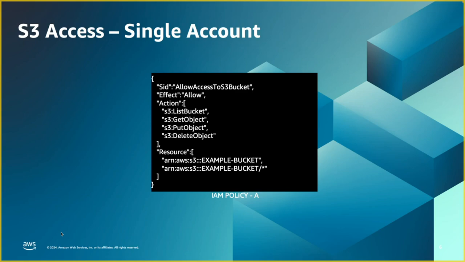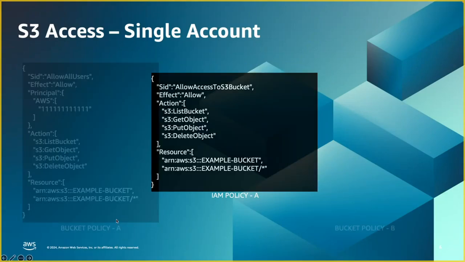Since the get object, put object, and delete object actions are all object level actions, we must use the appropriate object level resource ARN in our policy. Because you only need to have an allow statement in either the IAM policy or the bucket policy, you can alternatively also just configure a bucket policy for each user or role that provides the required permissions.